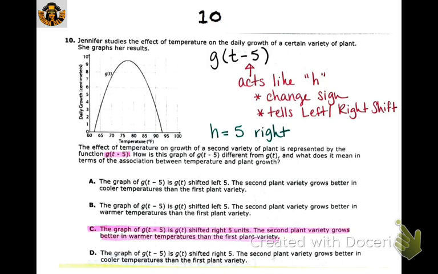This one is also inside the parentheses. So, how does g of t minus 5, if you just think of that, a minus 5 inside the parentheses, we know that that shifts the graph 5 units to the right. So that's why C is a nice choice.